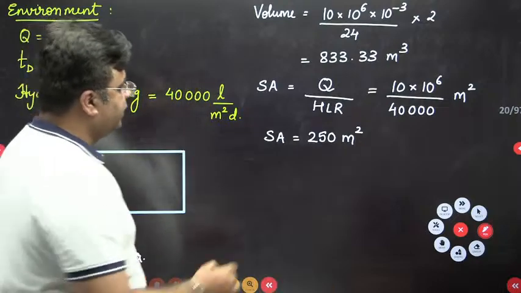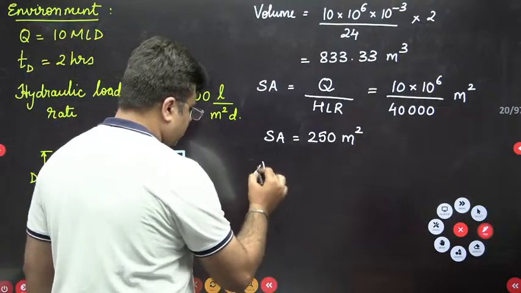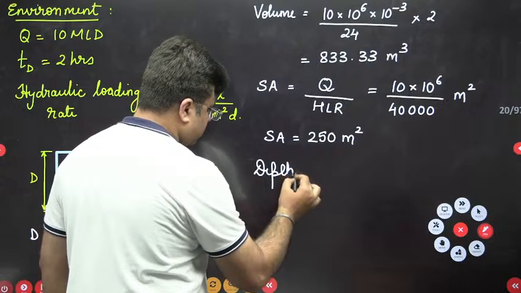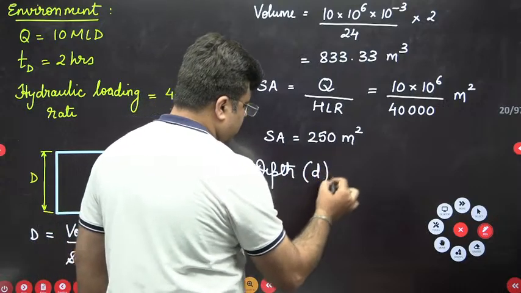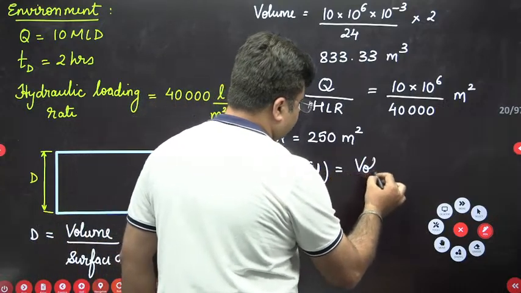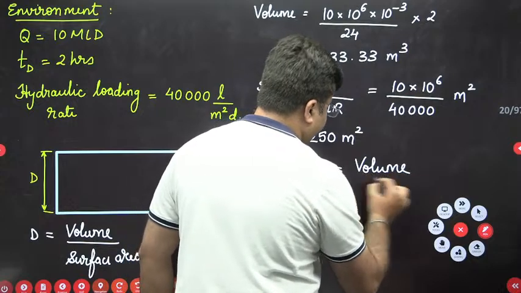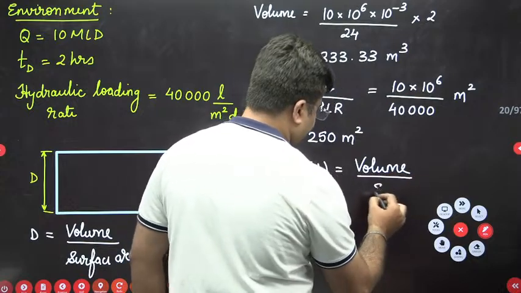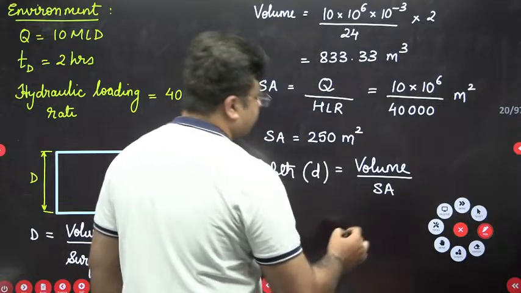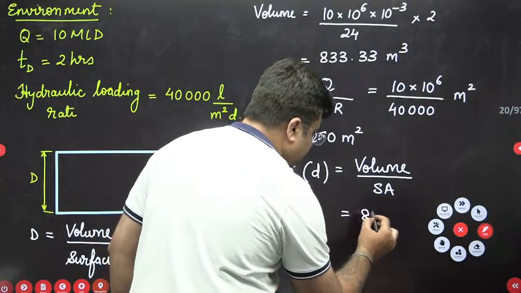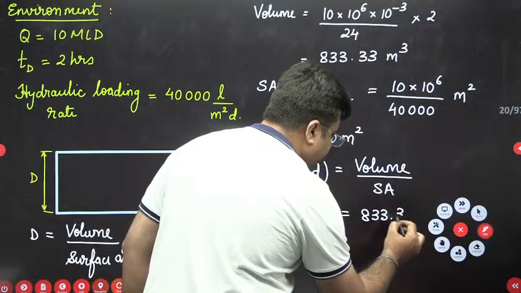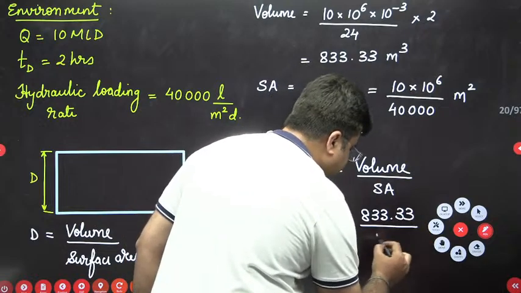Now just divide. So depth is equal to volume divided by your surface area. So volume is 833.33 divided by the surface area, which is 250.